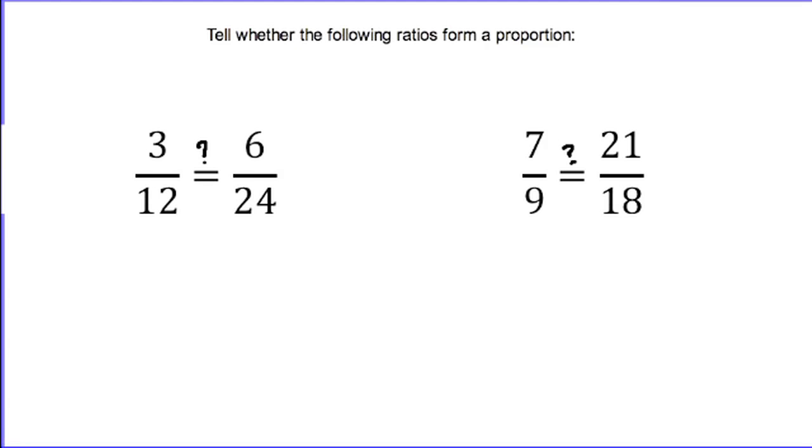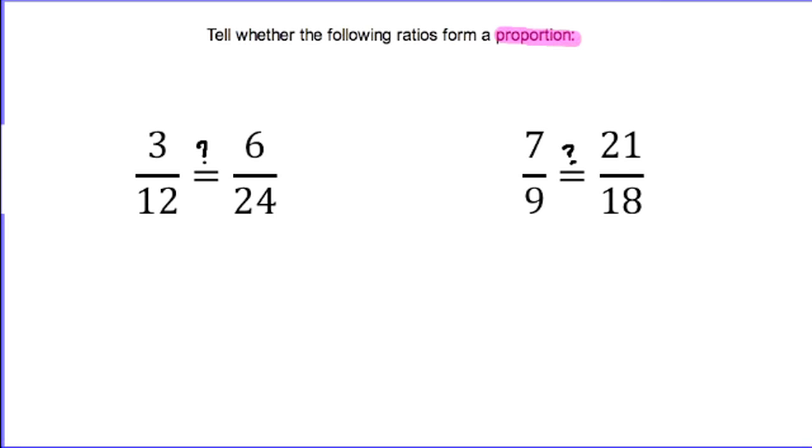In this video tutorial, we're going to explore how to tell if two ratios form a proportion and how to solve proportions. The first thing we need to recognize is that a proportion is simply two ratios that are equal. We're going to look at three different techniques for determining if in fact two ratios are equal.